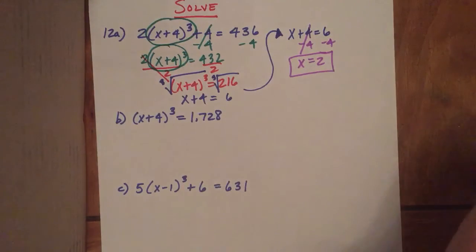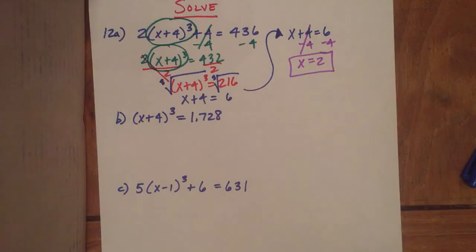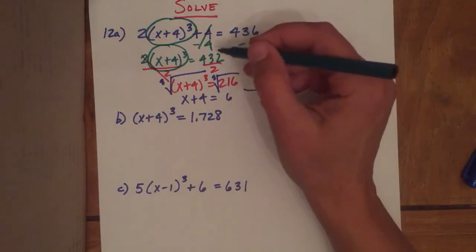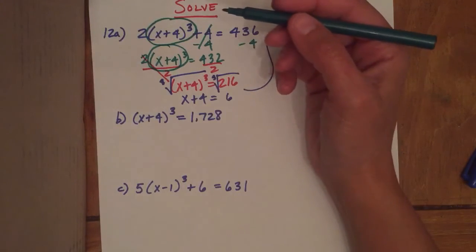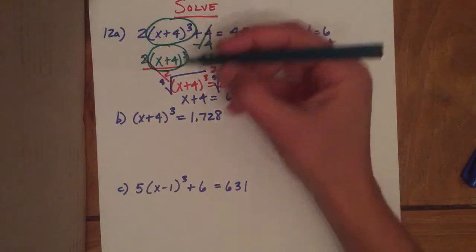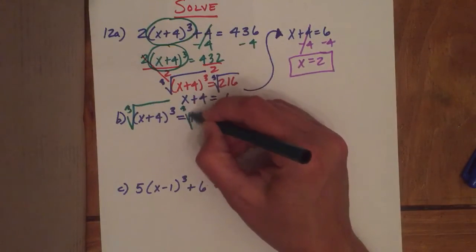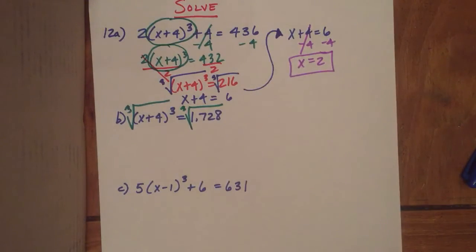All right, so let's look at the second one. Well, this one's already in nice shape for you because it's ready to take the cube root. There are no additions and subtractions. There are no multiplications or divisions that need to take place. So I'm going to take the cube root of both sides.